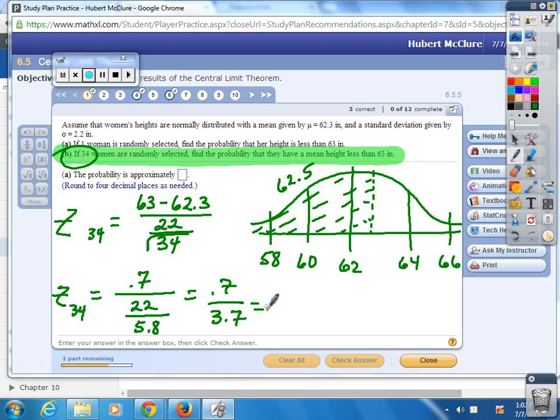Do the actual stuff. Do 0.7 divided by 22 divided by 5.8. What do you get? I might have my decimal off. 0.19. Okay, so that's 0.2. I said 0.02. It's 0.2. So now our new z-score is what? 0.2. Now let's do our handy-dandy calculator from negative infinity to 0.2.